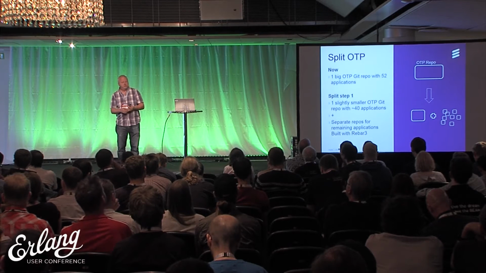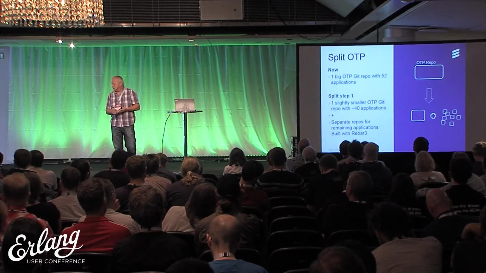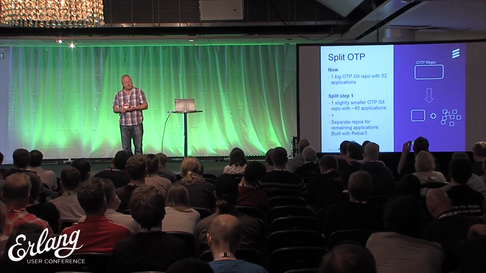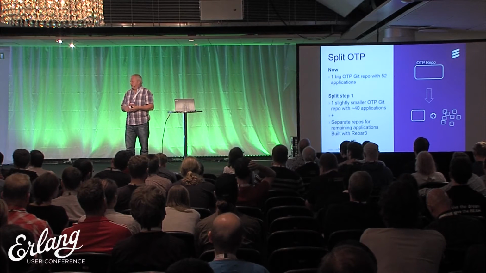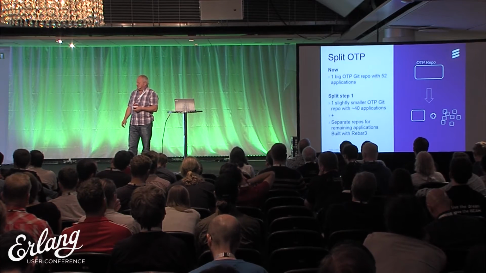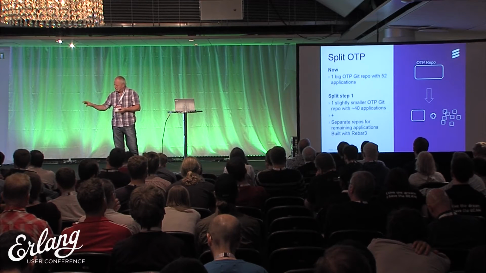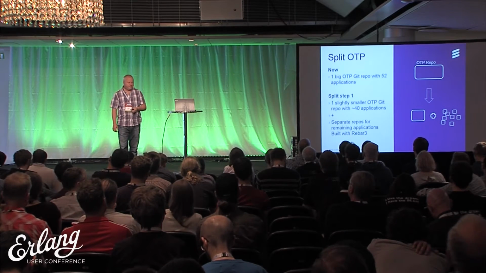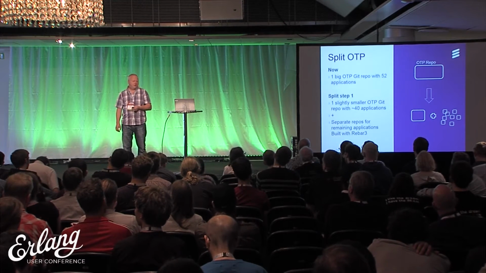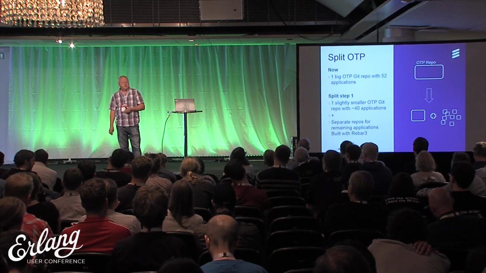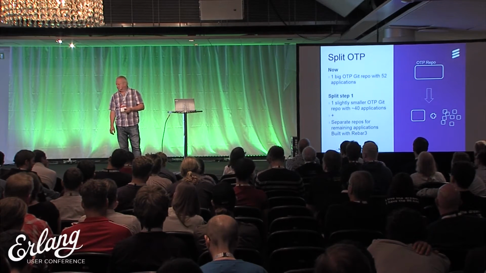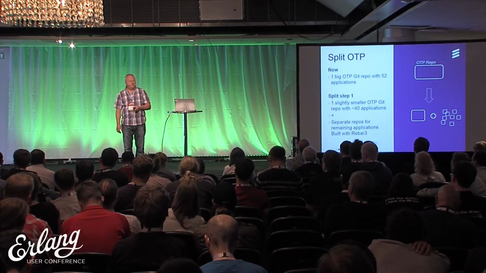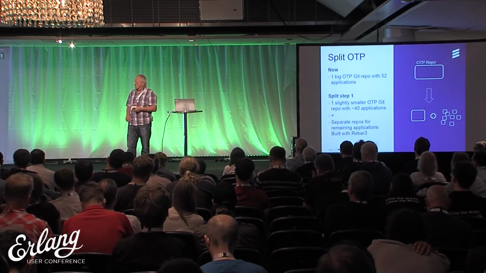So, the split of OTP. Today, OTP is one big Git repository with 52 applications. The first step that we plan to do there is to move out just a few of these applications to separate repositories. And we mainly select those that are seldom used, and of course we don't have any dependencies to them from the core part.